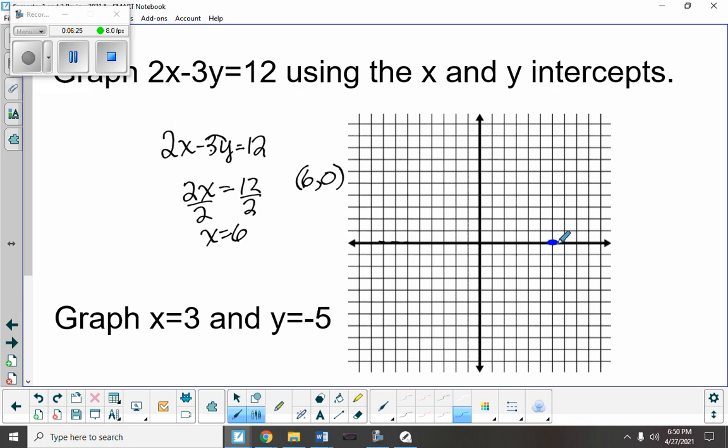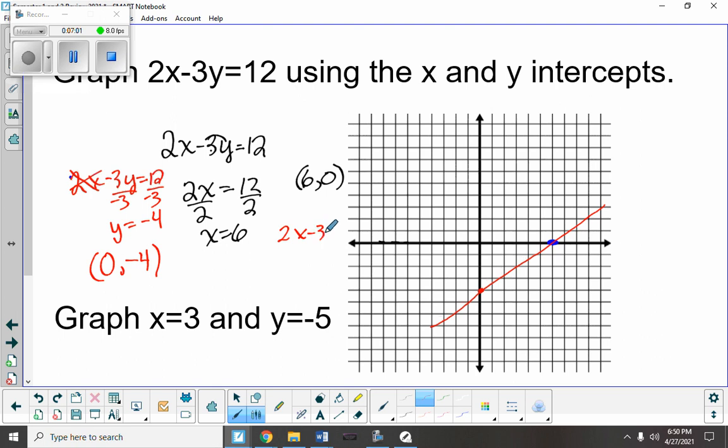right here. Next, if you have 2x minus 3y equals 12, to find the y-intercept, the x is 0. So basically that goes away. So now you just solve this, so divide by -3. So y equals -4. So when x is 0, y is -4, and that's right here. Once you have the 2 points, we can just draw a line, and there's the graph of that equation.